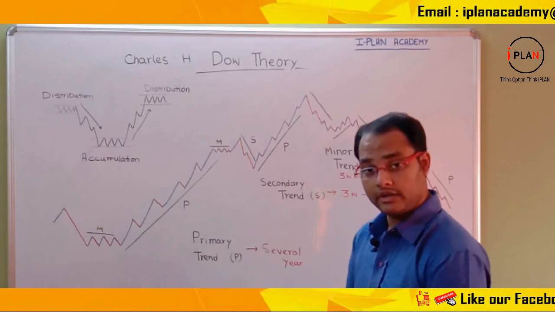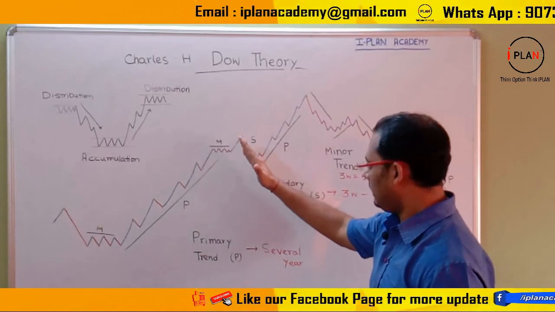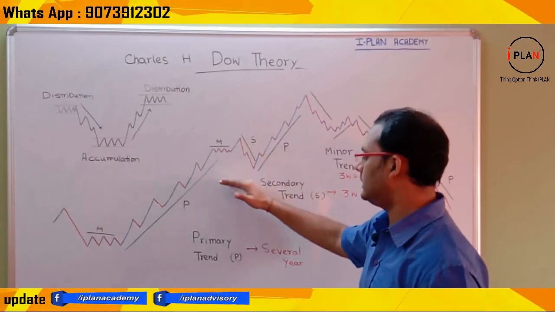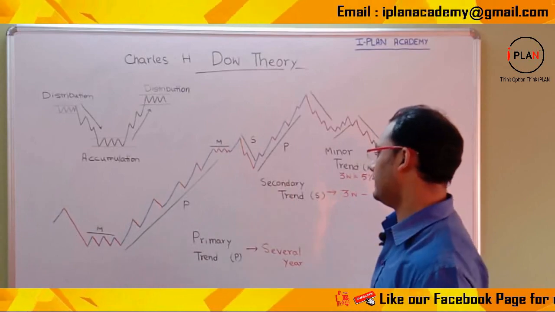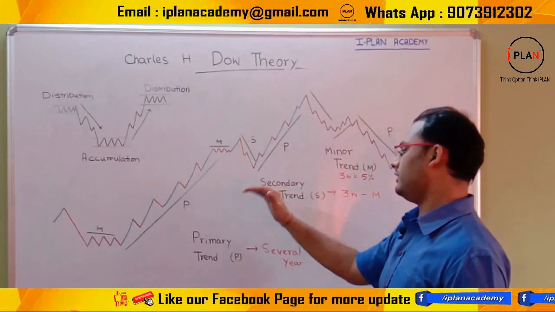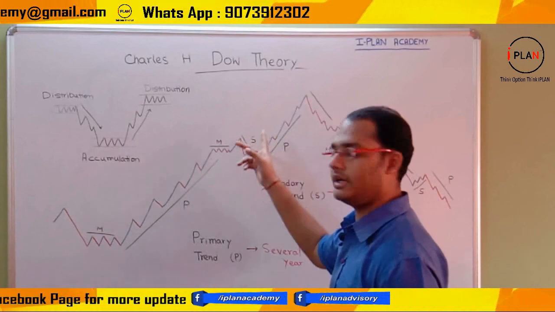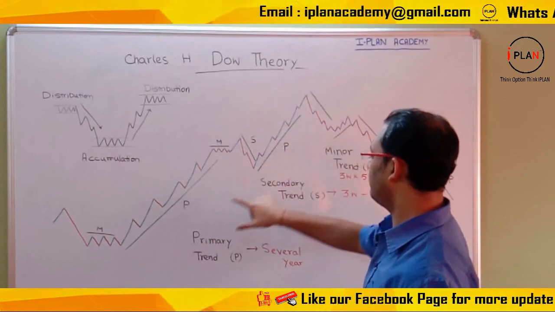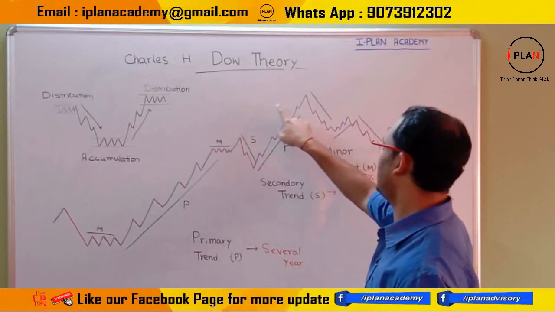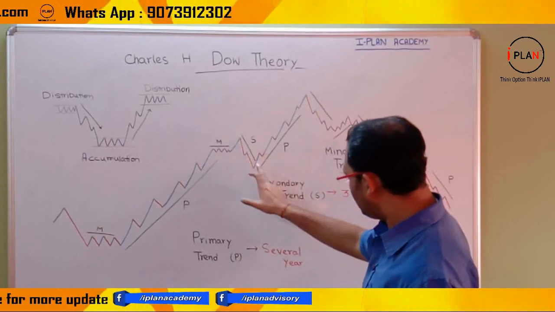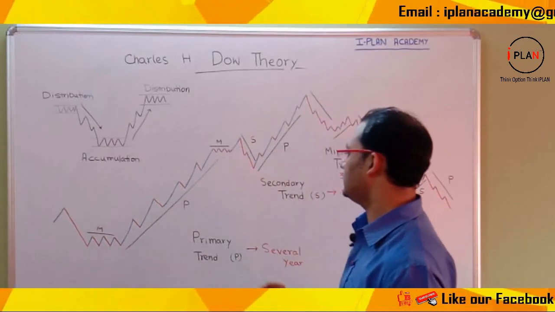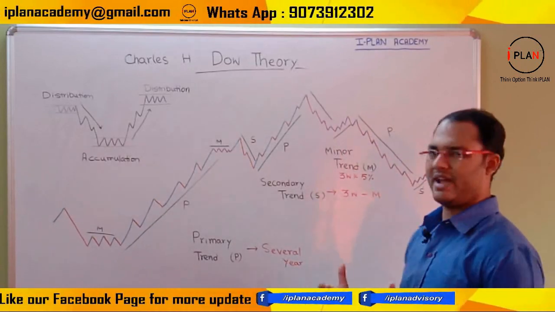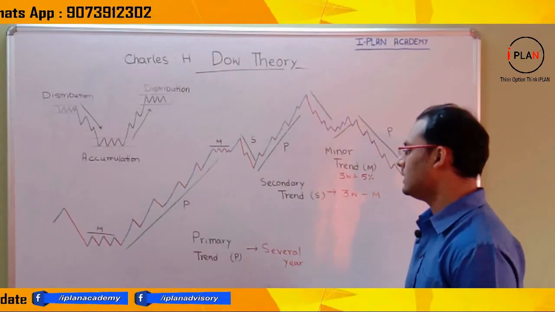But if this is a secondary trend, then it will retrace up to 30 to 50% of the primary trend. After a 30 or 50% retracement, price will further move toward the primary trend direction and make a new high. And within this secondary trend, there is another short term trend, which is a minor trend, which will exist for 3 weeks or a maximum 5% up or down movement.